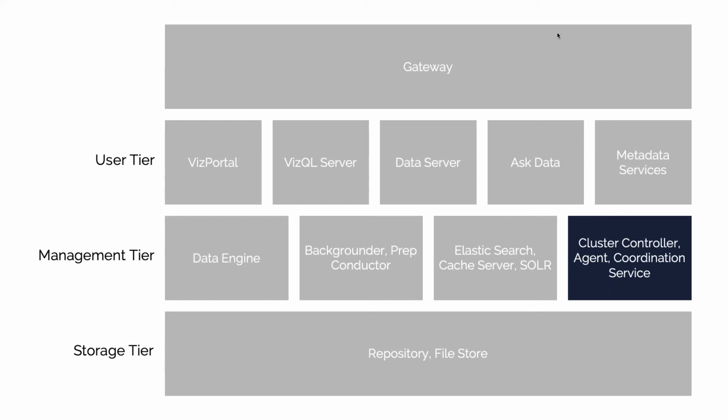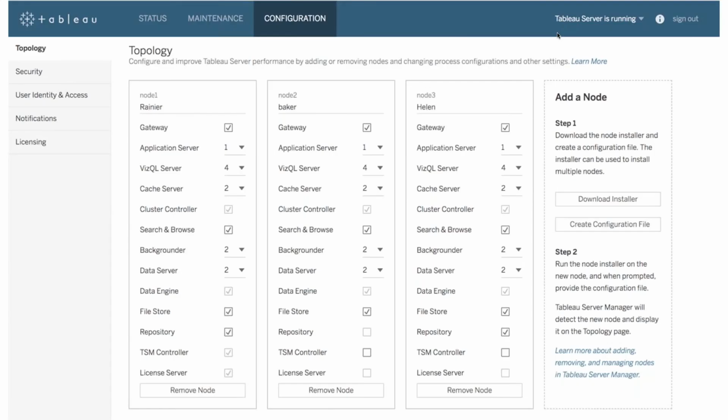So perhaps if we need to change some of that caching configuration, perhaps we need to change the way that log files are kept. These services can be used to apply those changes. They're also used to actually apply those changes across multiple nodes. So perhaps your deployment actually consists of more than one node in Tableau Server.